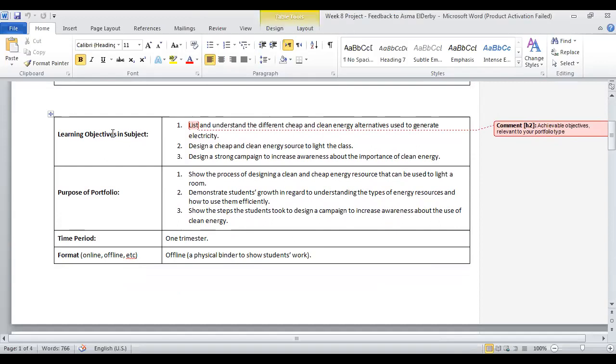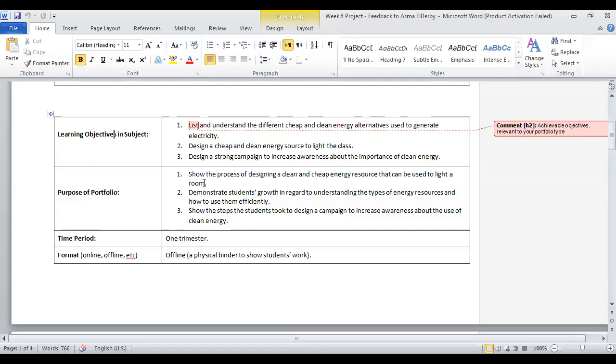So first, state the objectives. What are the objectives that you're trying to show evidence for the students' learning through the portfolio that you are going to ask the students to build? Here, for example, the teacher chose these objectives. The students are going to list and understand different cheap and clean energy alternatives used to generate electricity. Not only that, the students are going to actually design a cheap and clean energy source to light the class.